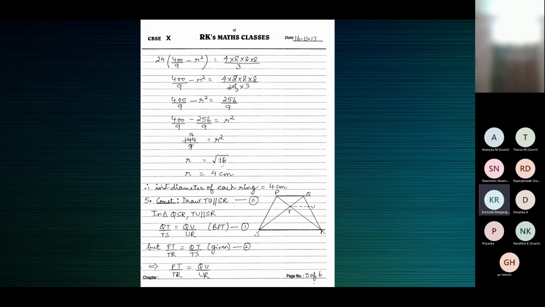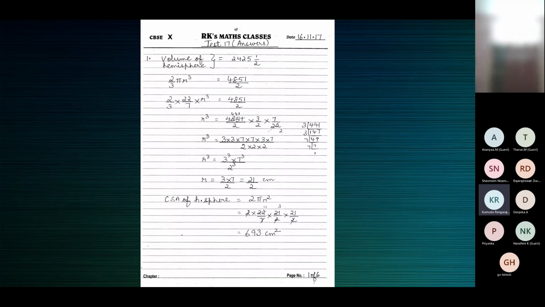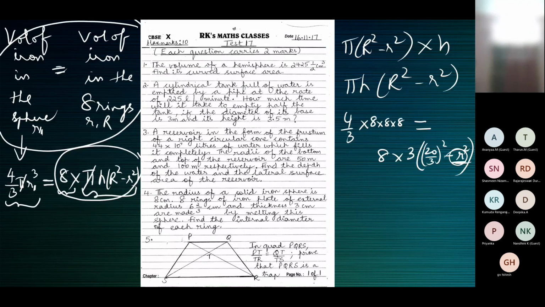Okay, so to prove that PQRS is a trapezium, we have two methods. You can do it using BPT, or you can do it using the concept of similar triangles. Sometimes it will be specified: prove that it's a trapezium using similar triangles, or BPT. If nothing is mentioned, you can do either of the two.